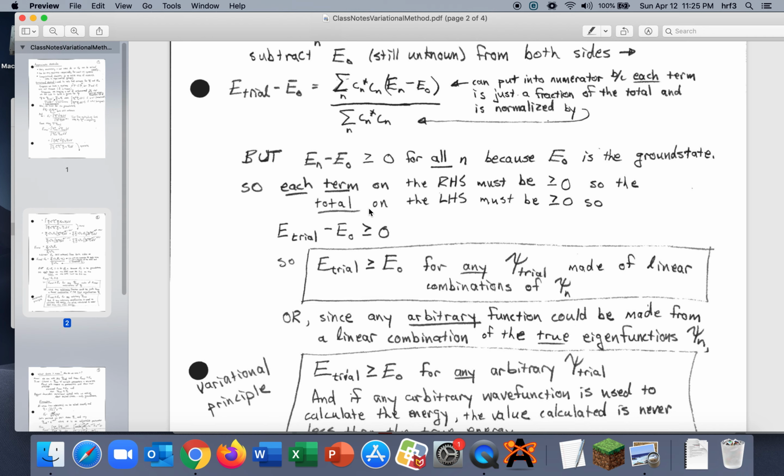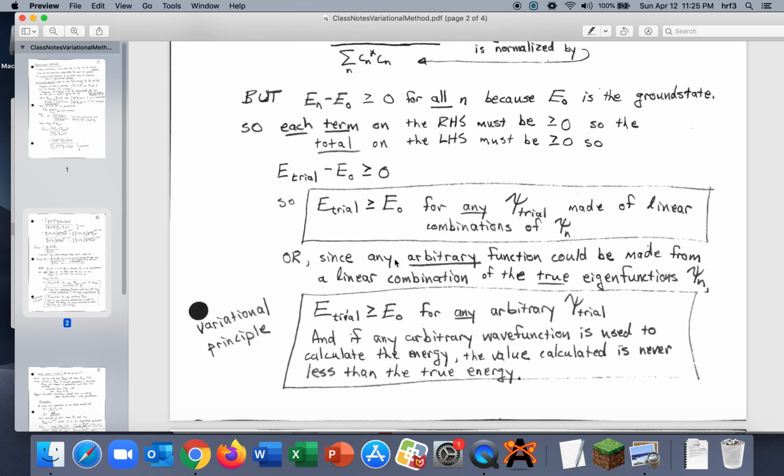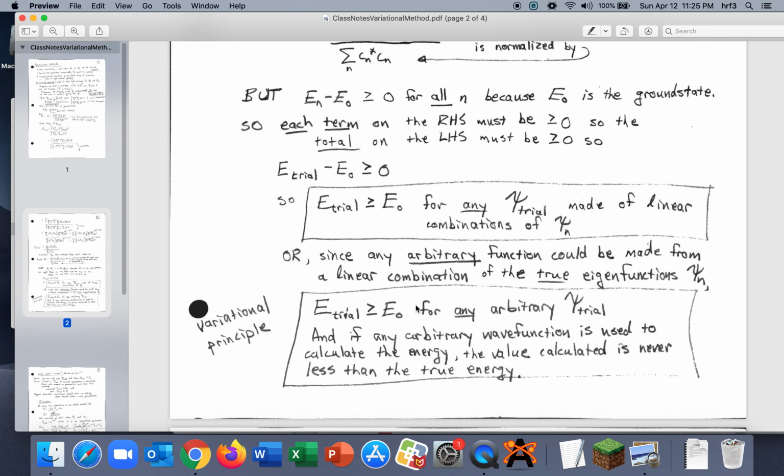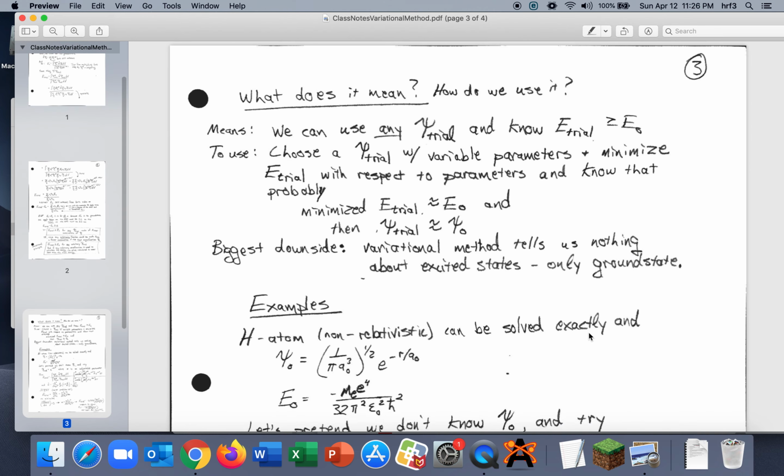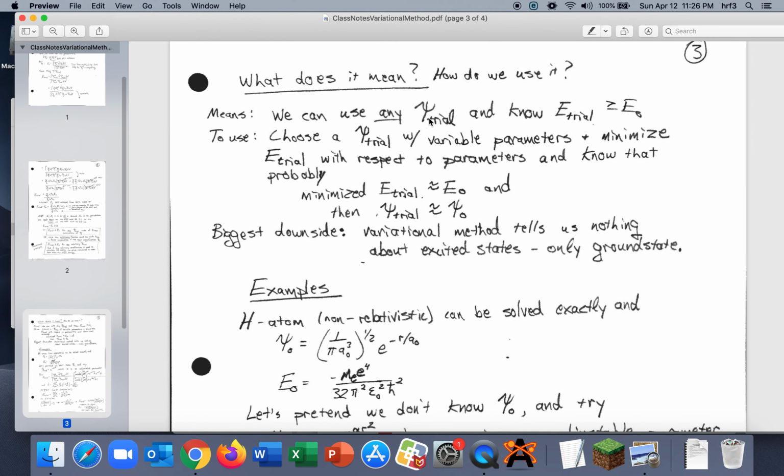So we just generally prove that for any arbitrary function, the E trial that comes out of it will be greater than the ground state. Now this is the genius of the variational principle, because now E trial is greater than the ground state for any function. So what can we do? We can choose any psi trial and know that the E trial we get out is greater than the ground state.